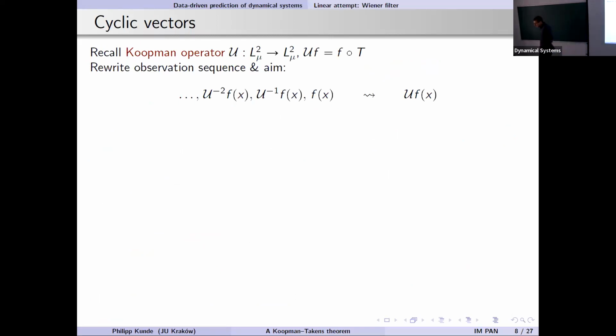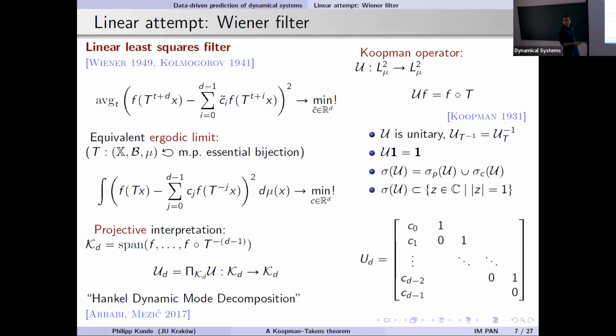So, okay, we are basically in the situation that I rewrite our observation sequence and our aim by using the Koopman operator in our notation. Here we have the observations written in the past and want to predict the next entry in our time series. And we write this with the Koopman operator. So this just means that this would be f of g of x. On the left hand side, we apply the inverse of the Koopman operator, and recall that this was the Koopman operator of T inverse. That's one of our properties: if you apply the inverse of your Koopman operator, then this is the Koopman operator of the inverse of T.